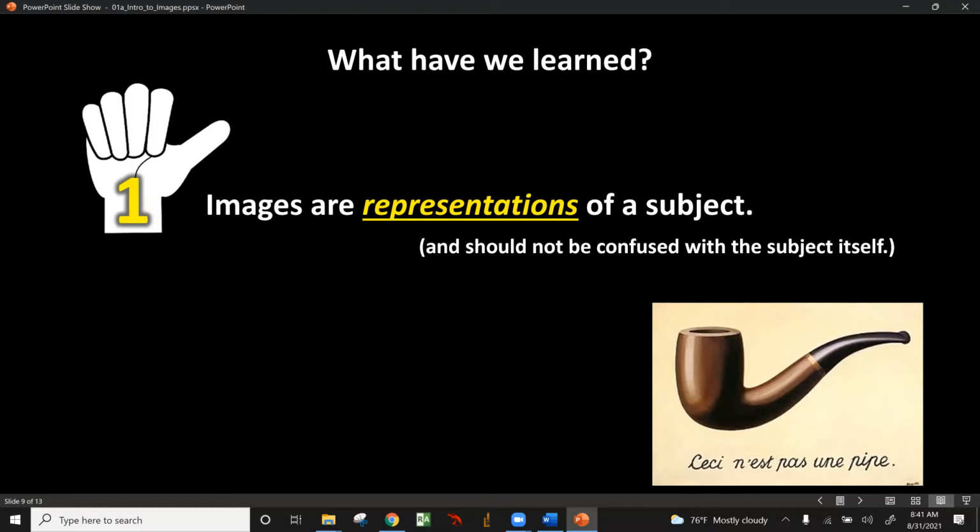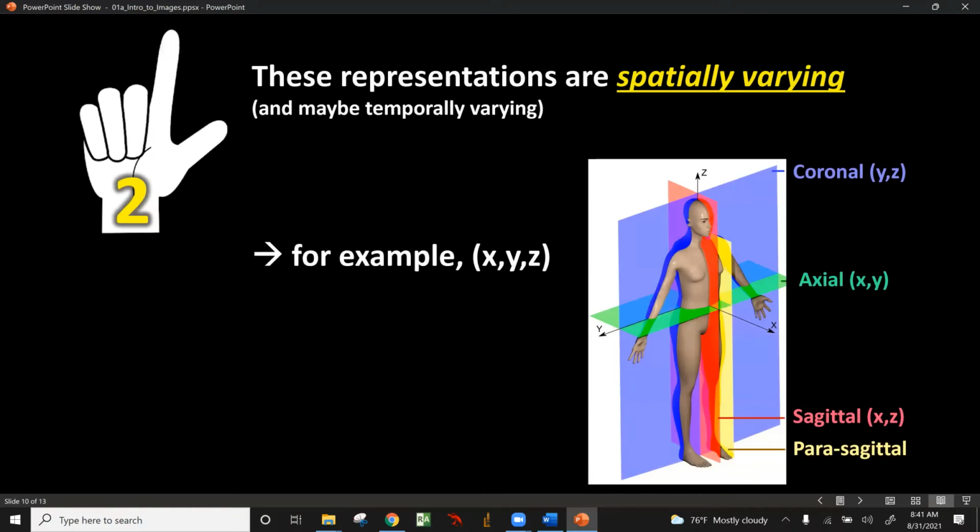Now, why am I putting it in these terms, right? A lot of what we're talking about here has to do with information, and the flow of information, the interpretation of information, and how we measure some information about a subject is actually really important. So these representations, of course, are spatially varying, right? They may be temporally varying, by the way. We didn't see any examples in that case, but some imaging systems could acquire in real time. But usually we're looking at spatially varying information.